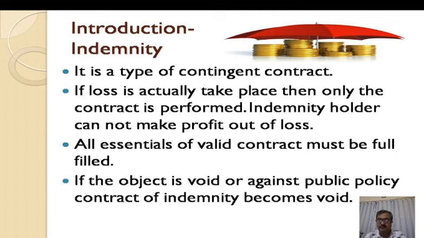Can you see the image of an umbrella protecting something beneath it? Contract of indemnity acts in this way only. It's one type of protection which is given by one party to another in order to cover the loss if it takes place. So it is a contingent contract. The contingent contract comes into force only if the loss actually takes place.